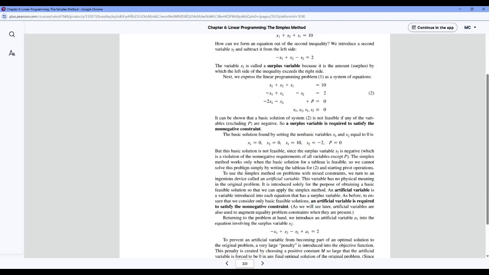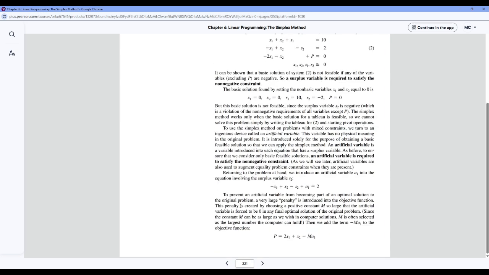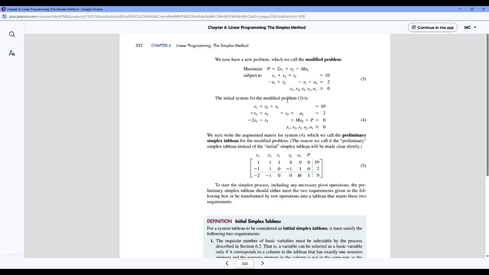So to use the simplex method on problems with mixed constraints, we turn to an engineered model of the artificial variable. The artificial variable is a variable introduced to the equation that has a surplus variable, so as to ensure the non-negative constraint is satisfied. Oh boy. So maximize this P, that minus MA. Now you have the problem. But where did MA come from? MA1, subject to this. The initial problem is this.